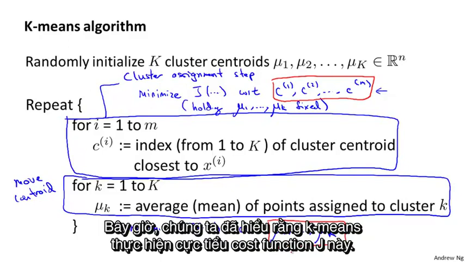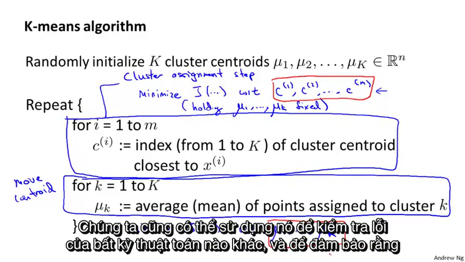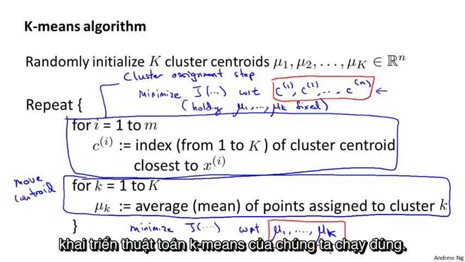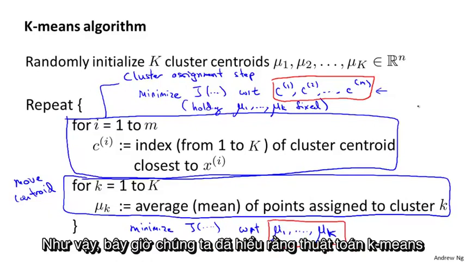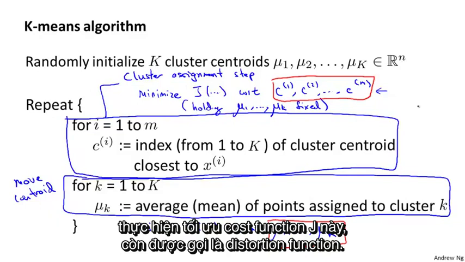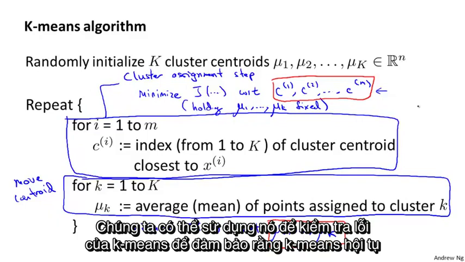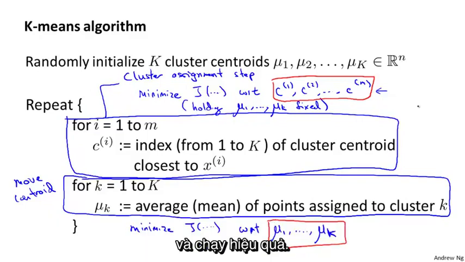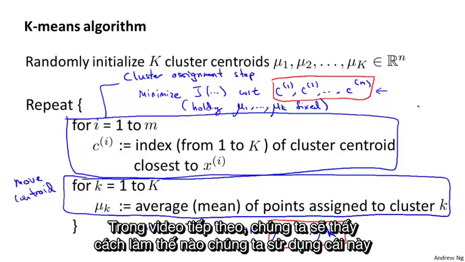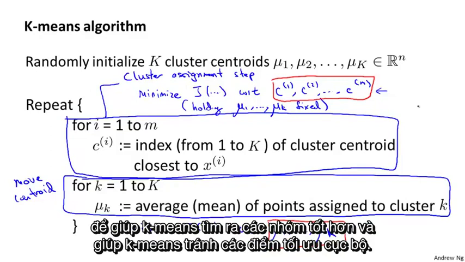And now that we understand k-means as trying to minimize this cost function J, we can also use this to try to debug our learning algorithm and just make sure that our implementation of k-means is running correctly. So we now understand the k-means algorithm as trying to optimize this cost function J, which is also called the distortion function. We can use that to debug k-means and help make sure that k-means is converging and is running properly. And in the next video, we'll also see how we can use this to help k-means find better clusters and help k-means to avoid local optima.